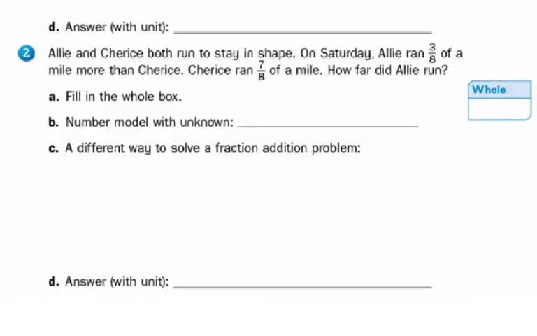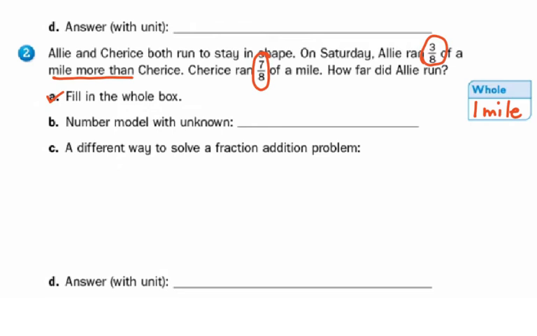Number 2, Allie and Sharice both run to stay in shape. On Saturday, Allie ran 3/8 of a mile more than Sharice. Sharice ran 7/8 of a mile. How far did Allie run? So the first thing we have to do is fill in the whole box. We're talking miles here, so 1 mile is what the whole is.